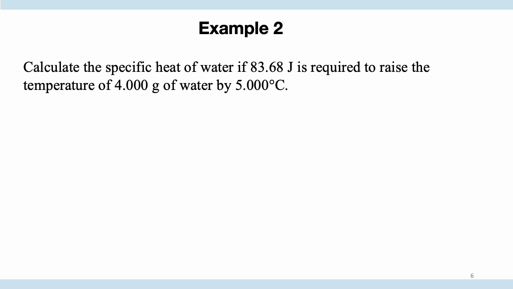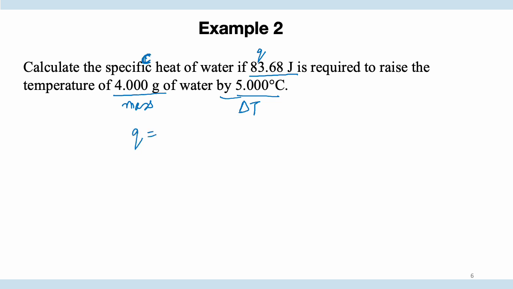Let's try another question. Calculate the specific heat of water if 83.68 joules is required to raise the temperature of 4 grams of water by 5 degrees Celsius. So 4 grams means this is mass, by 5 degrees Celsius means this is already delta T. This is the change in temperature that is needed. Then we have 83.68 joules, which is Q. Joules is the unit for energy, heat, which is Q. And the question is asking what is the specific heat, meaning what is C.